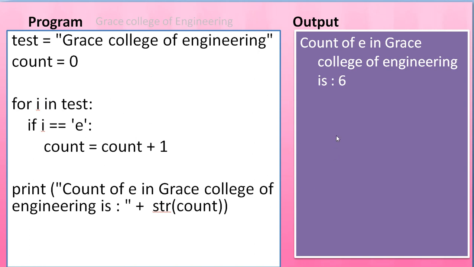You can get the output in this way. Count of E in Grace College of Engineering is 6. So in Grace College of Engineering, 6 E characters are present, and that is calculated by using these operations.